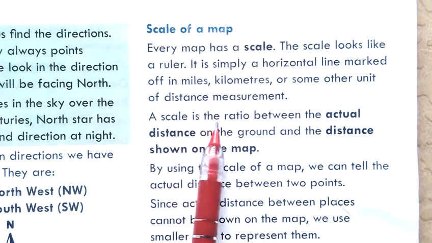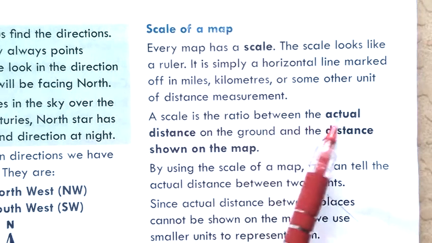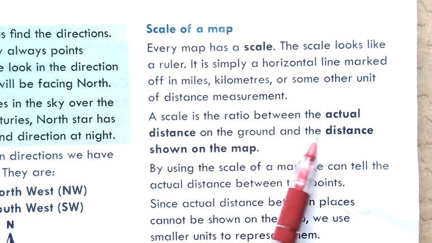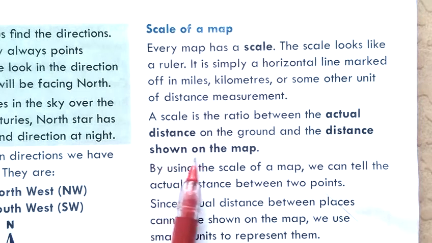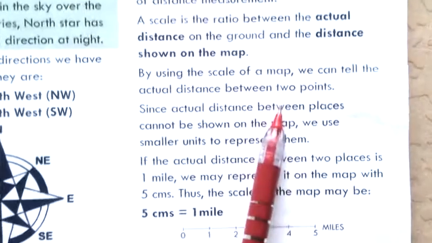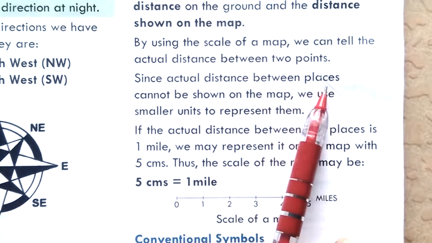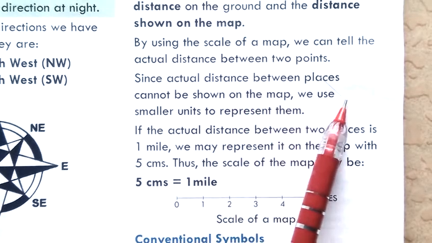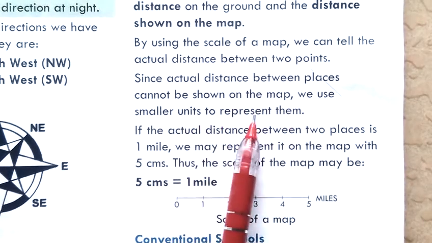A scale is the ratio between the actual distance on the ground and the distance shown on the map. By using the scale of a map, we can tell the actual distance between two points. Since actual distance between places cannot be shown on the map, we use smaller units to represent them.